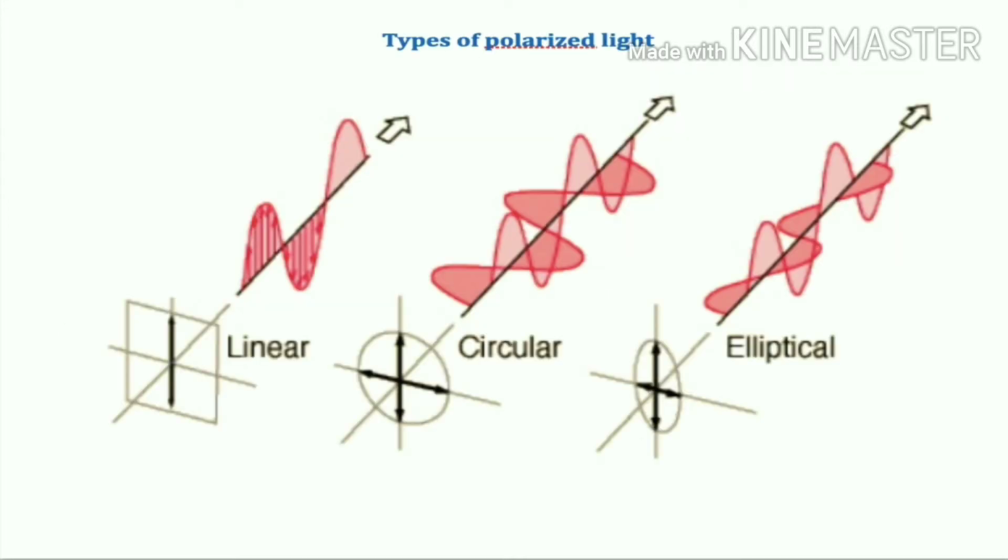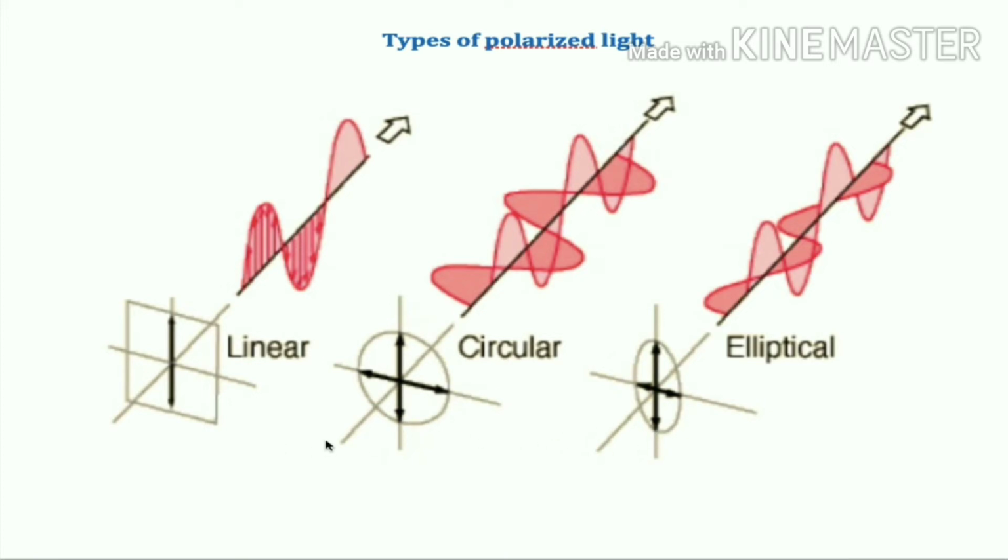So next, we have different types of light, especially polarized light. We know that there are three types of polarized light: linear, circular, and elliptic. In linear, the propagation of light will be in one plane. Whereas in circular, it is in two directions, meaning it propagates in one direction as well as perpendicular to that previous propagation.